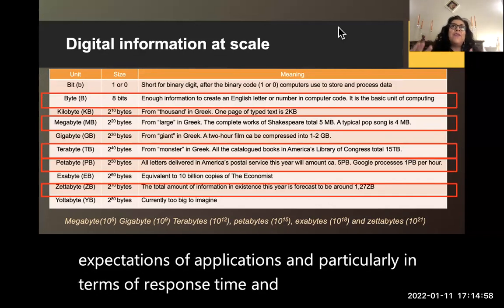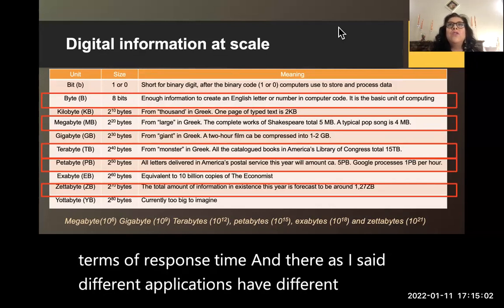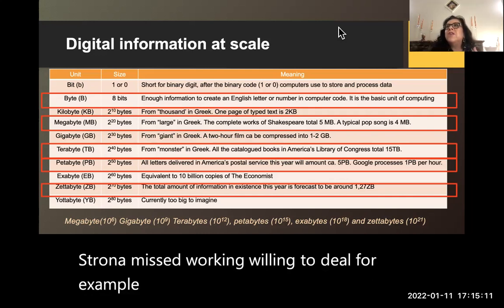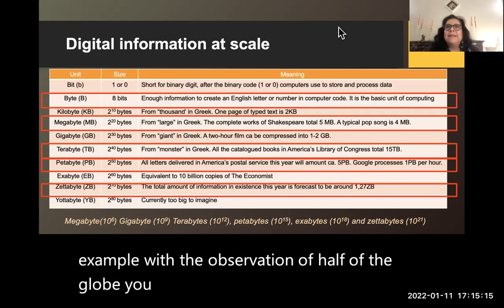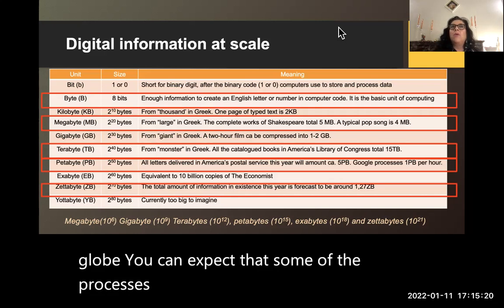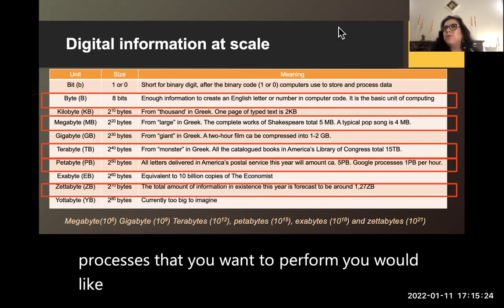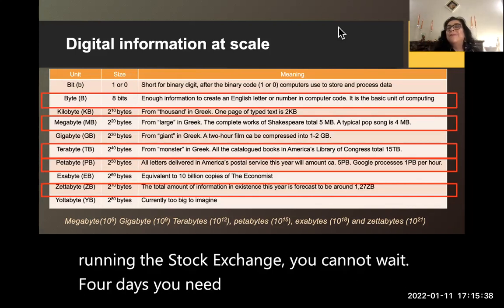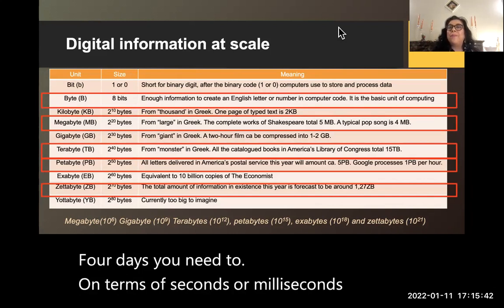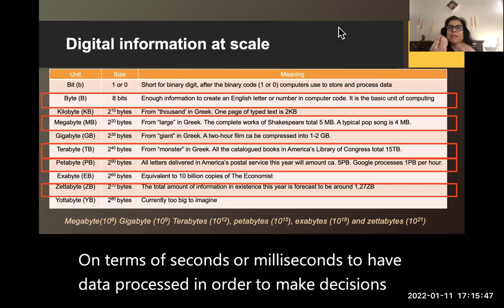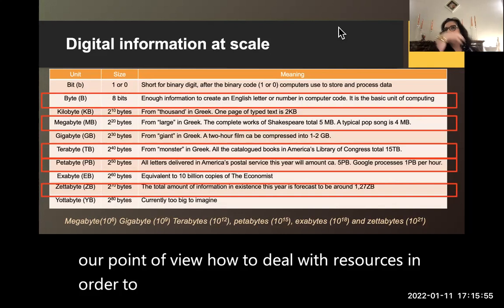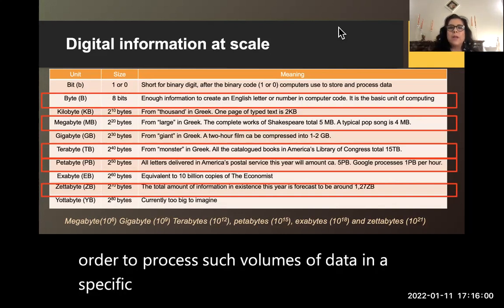And there, as I said, different applications have different expectations. If you are an astronomer willing to deal, for example, with the observation of half of the globe, you can expect that some of the processes that you want to perform, you can accept to wait for some days in order to achieve your results. But if you are running the stock exchange, you cannot wait for days. You need, in terms of seconds or milliseconds, to have data processed in order to make decisions. So you see different expectations, but always from our point of view, the question is how to deal with resources in order to process such volumes of data in a specific performance time. Okay.